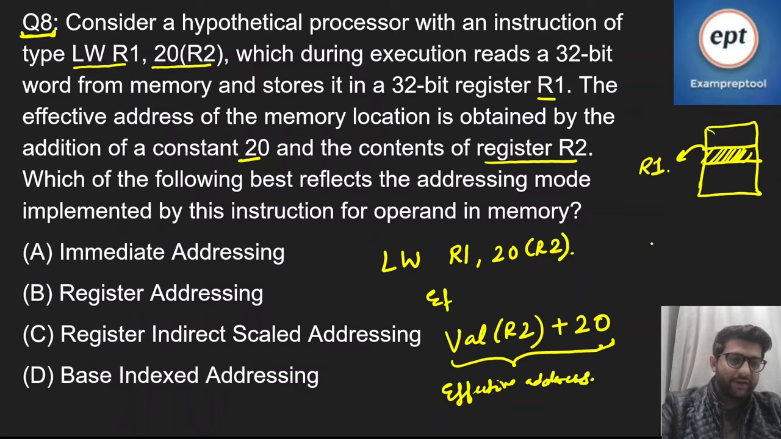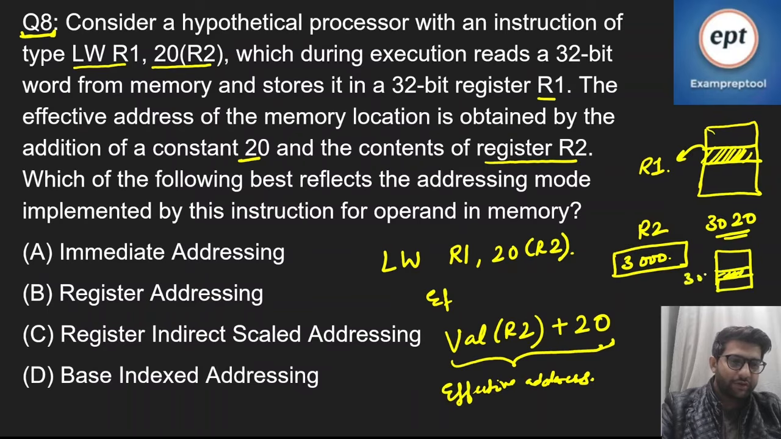What that means is, let's say if the register R2 stores the value of 3000, that means the effective address will be 3020, and the operand will be stored at this particular location. So which of the following best reflects the addressing mode represented by this instruction for the operand? Which of these options represents the addressing mode mentioned in this instruction?